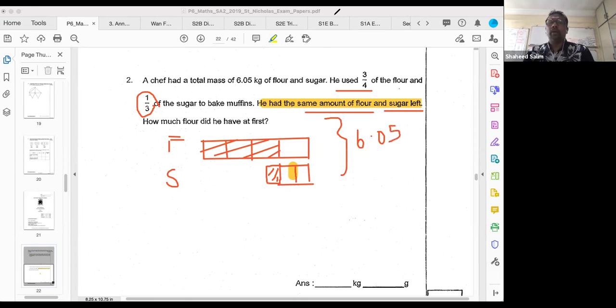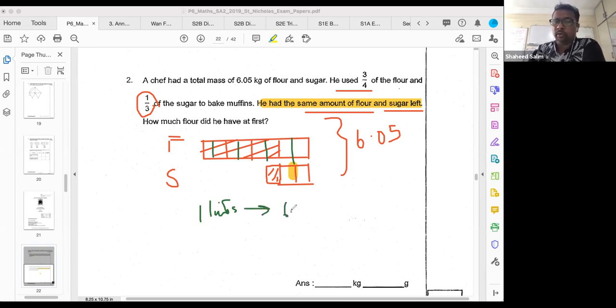Okay. So what do you do? You divide all of them now to the same size. Now you divide like this. So then what? 11 units. How do we know it's 11? 8 plus 3 is 11, which is equal to 6.05.